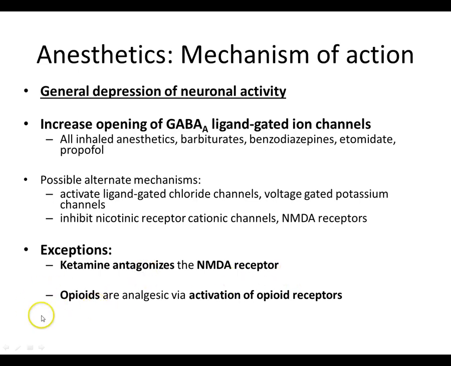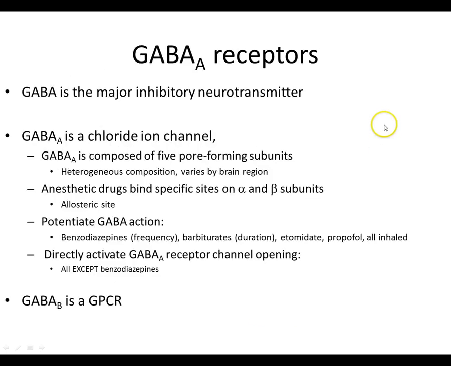And then we just spent a lot of time talking about the opioids as analgesics. They can also be used in the context of general anesthesia, but again, the mechanism would be through their activation of the opioid receptors. So since the GABA-A ligand-gated ion channel is the target of most of the general anesthetics, we'll spend some time talking about this receptor.